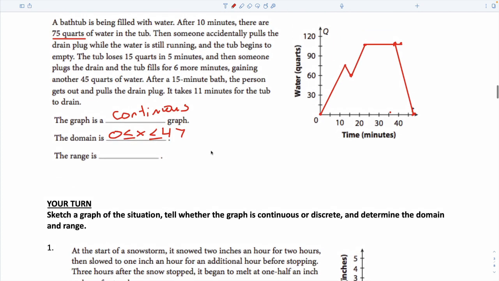What is the range? Turn and talk to your partner, then try to write it algebraically with them. Go. 0 to what? Where did we even get to? I have to add up the 75 minus 15 is 60, plus 40, 66.